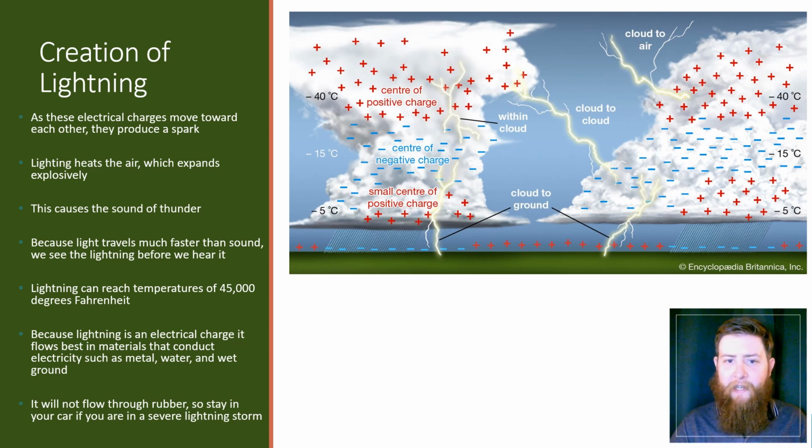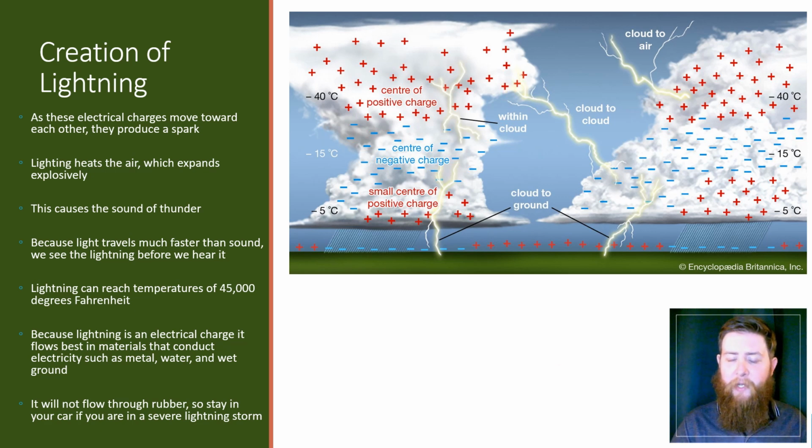And because lightning is electrical, it is going to flow best in materials that conduct electricity, such as metal, water, and wet ground. And it's going to want to strike the highest of these. So if there's a tree that's full of water, it's going to want to hit it, or a metal pole, or you out there on the golf course. Electricity can't flow through rubber, and there's some other things, but staying in your car during a thunderstorm is usually fairly safe. As you can see here, this negative wants to reach the positive, this positive wants to reach the negative, this negative in one cloud wants to strike out at the positive in another one.